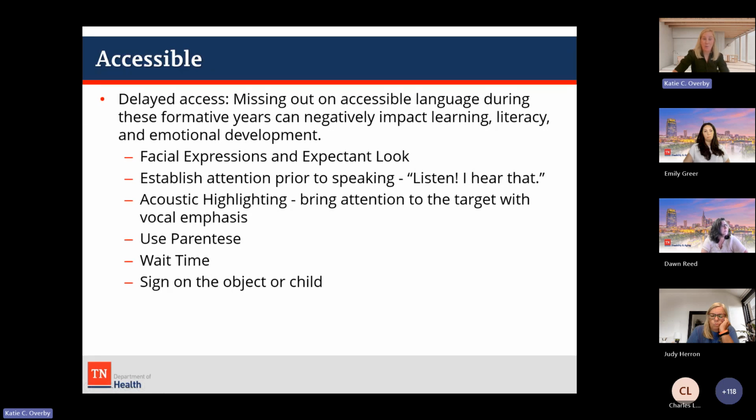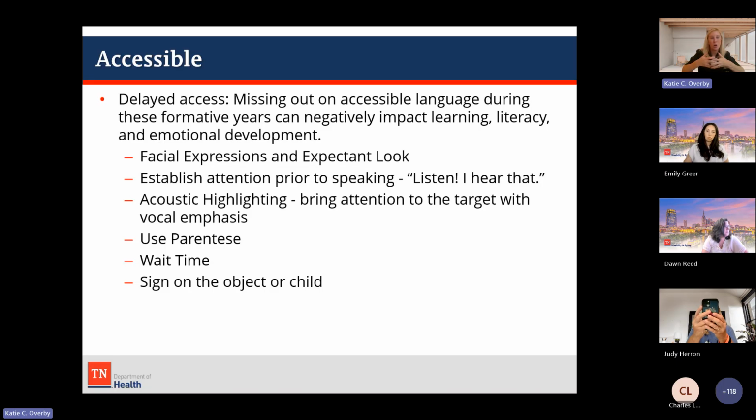And I am the worst at this, and I have tried over the last couple decades to slow down, but give them wait time. Kids need time to process information. So when you give them a directive or when you give them some language, pause, and then continue on. I am known to ask a kid a question and then ask them 10 more questions. So ask a question and then wait. They need time to process. And then also kind of going back to those facial expressions and expectant looks, you can sign on the object or on the child to really bring the language to them.